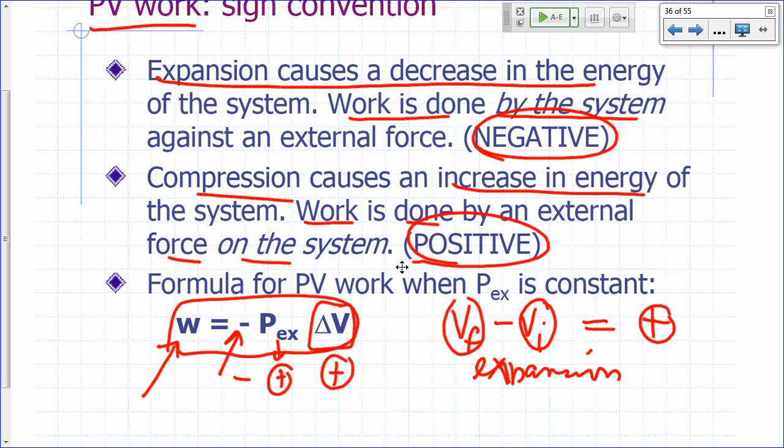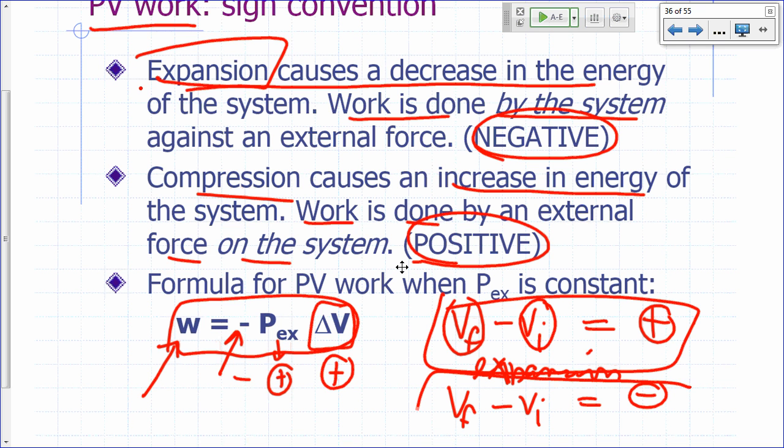So expansion, negative work. What happens to compression? Final minus initial volume would be a negative number for compression. So that's expansion, and this is for compression. And so negative of a negative number will give you a positive number. So work is positive for compression.